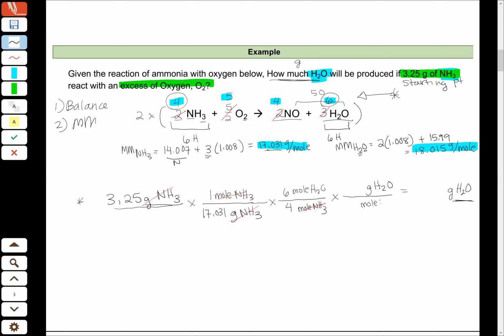And now this third conversion factor is set up for me in terms of units. It's grams of water divided by moles of water, and that is my molar mass. So 18.015 grams of water is the mass of 1 mole of water. And I now have a setup equation. I can now plug this into my calculator. I will plug in 3.25 and divide it by 17.013. I'll multiply by 6 and divide by 4, and then I'll multiply by 18.015. And when I plug that into my calculator, I get an answer that's 5.16 grams of water.